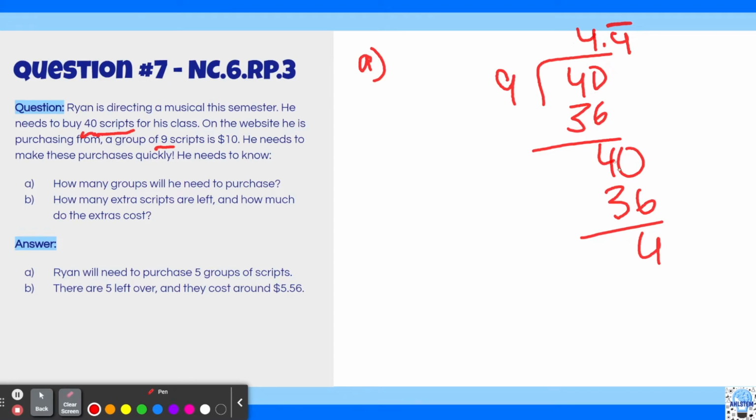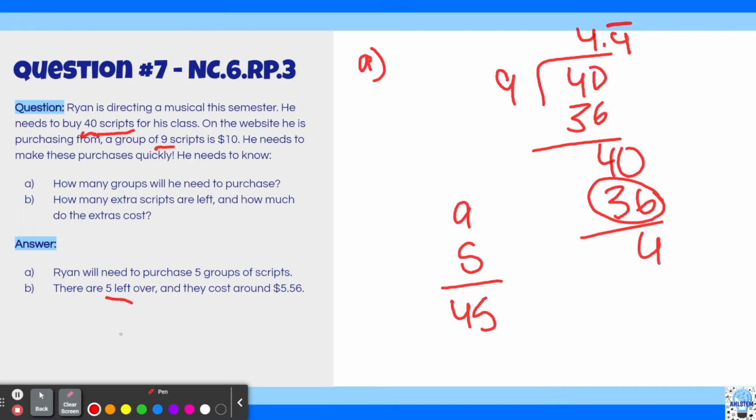What will we do? Simply, we can just buy another one. Ryan can just buy another group. So he can buy 5 groups. So when he buys 5 groups, that's going to mean 9 times 5, which is 45. So how many extra scripts will we have? He will have 5 extra scripts.